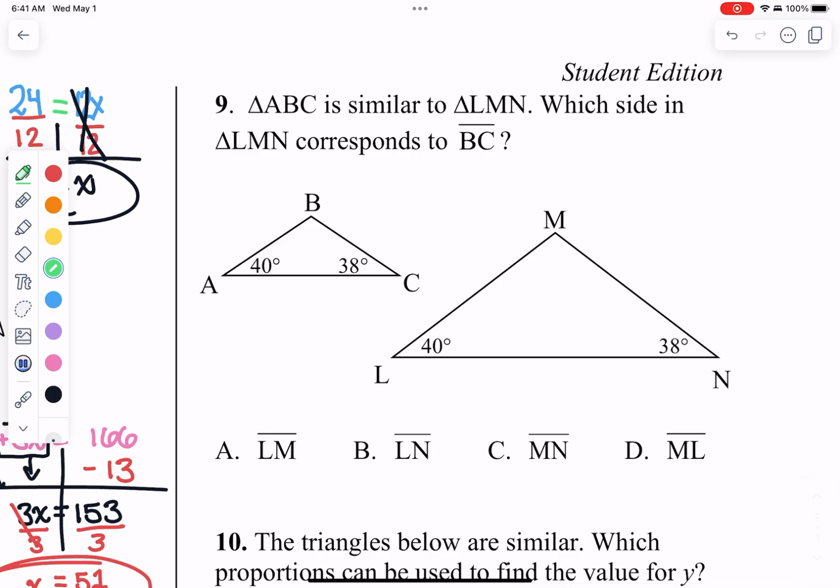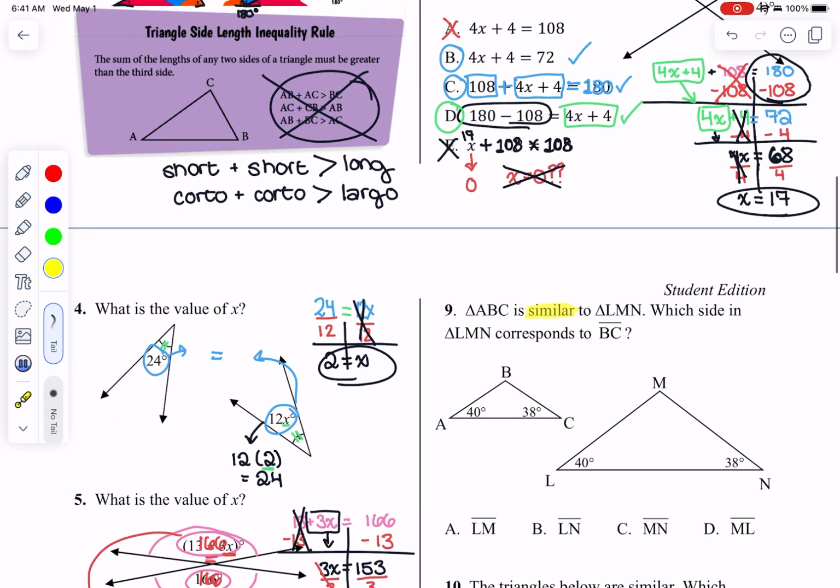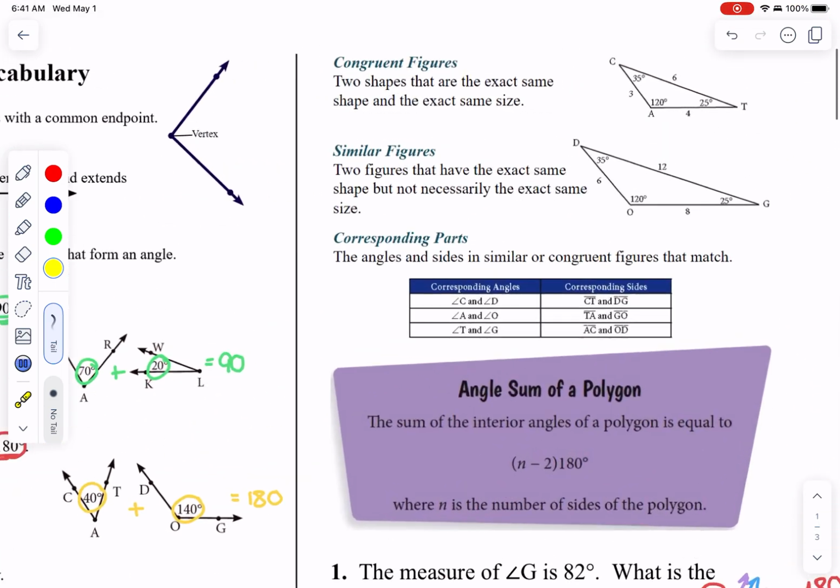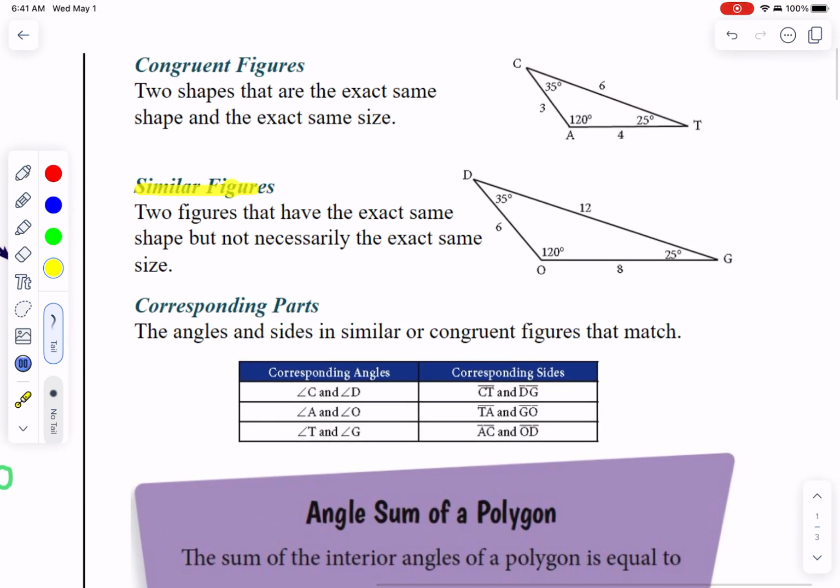Number 9 says, triangle ABC is similar to triangle LMN. I want us to remind ourselves what similar means. So you guessed it, we're scrolling back up to the vocab. Similar figures. It says 2 figures that have the exact same shape, but not necessarily the exact same size. Okay? Put this in simpler terms. Same shape, different size.